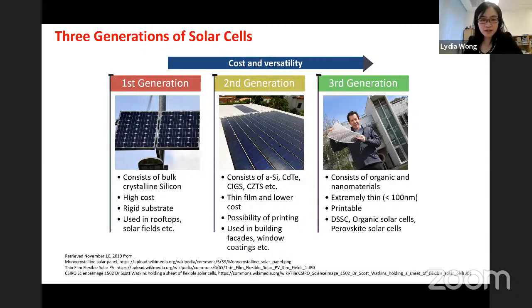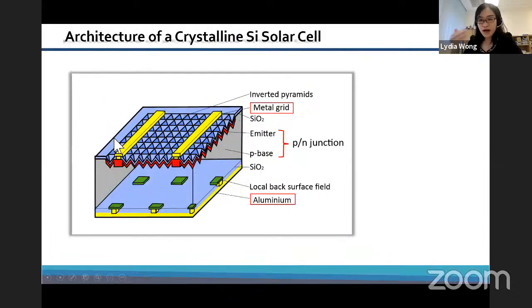The first generation is the silicon solar cell. If you cut the silicon solar cell, this is roughly the structure that you will get. On the bottom, you have an aluminum surface with a contact. The bulk of the material is silicon, P-type and N-type. And then the top part is an anti-reflection coating. And the metal lines that you see here, usually they use a silver electrode. So this is what crystalline silicon looks like.